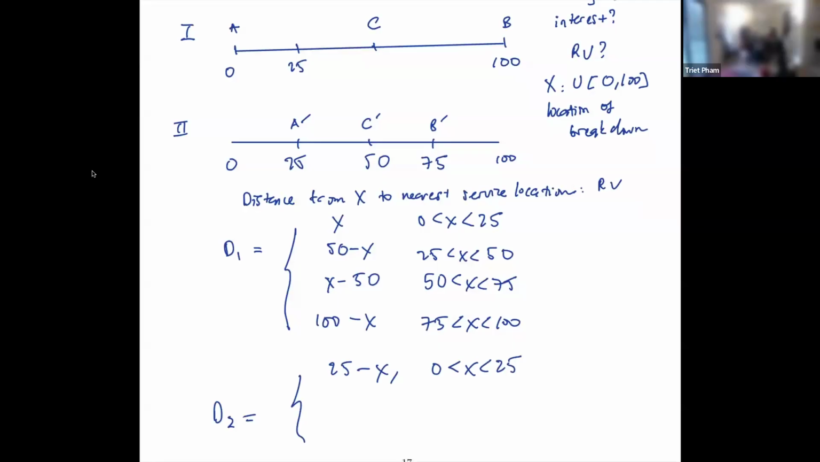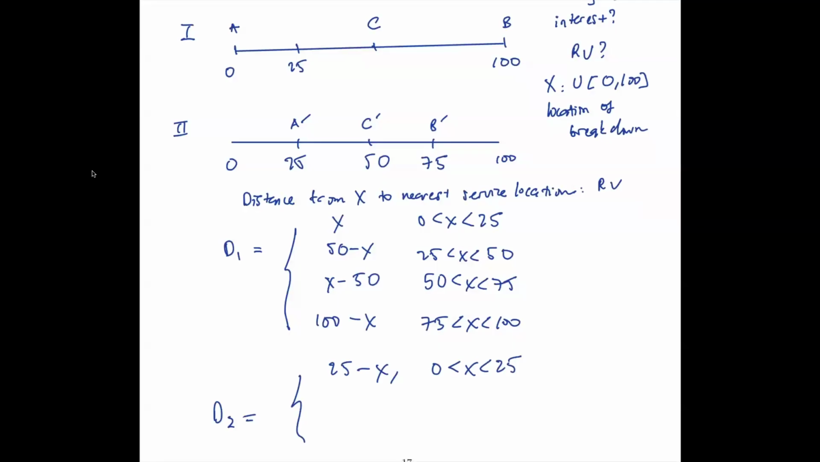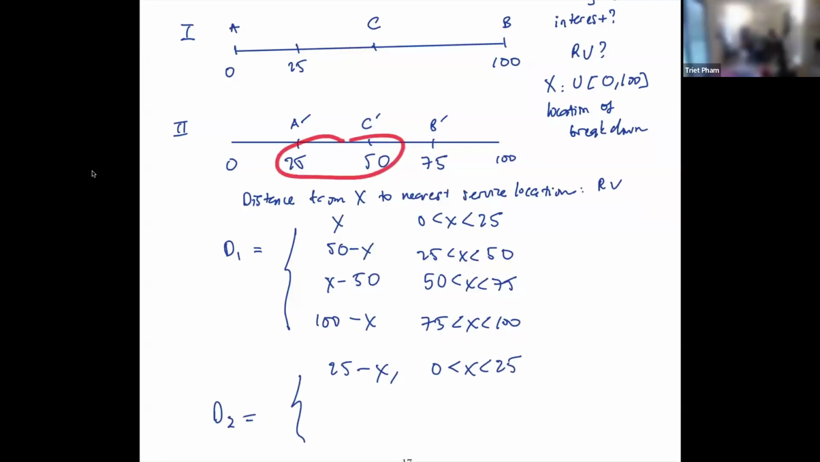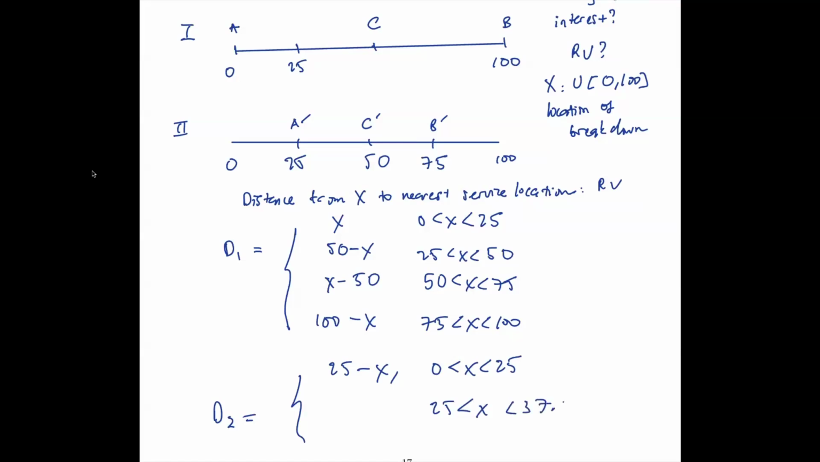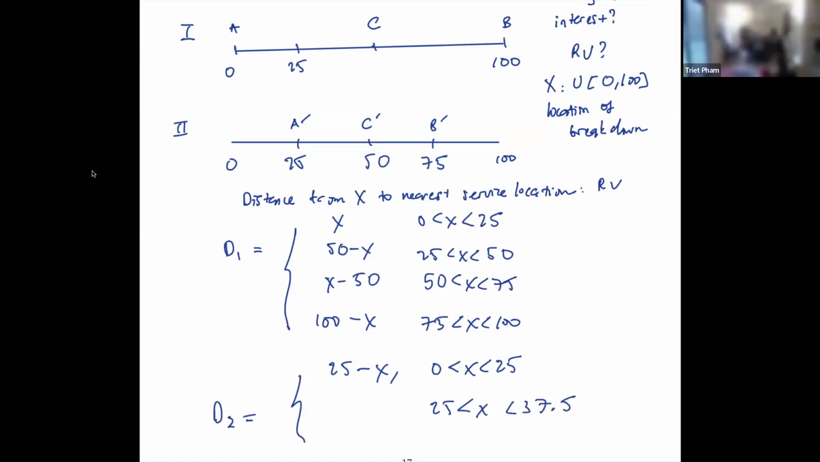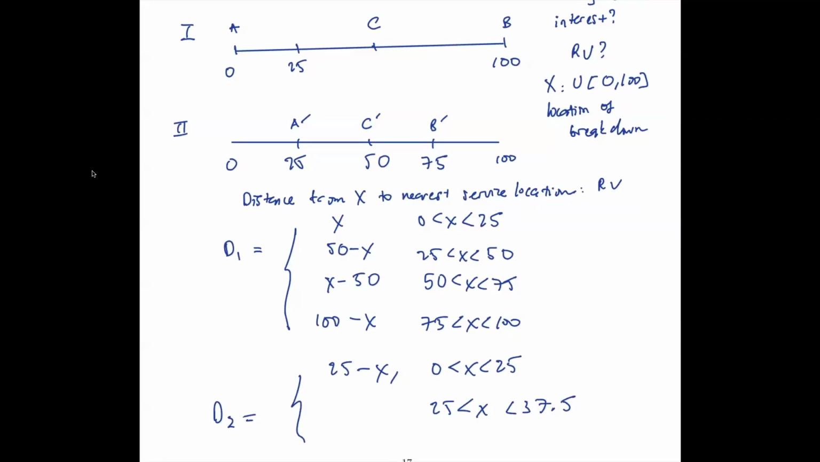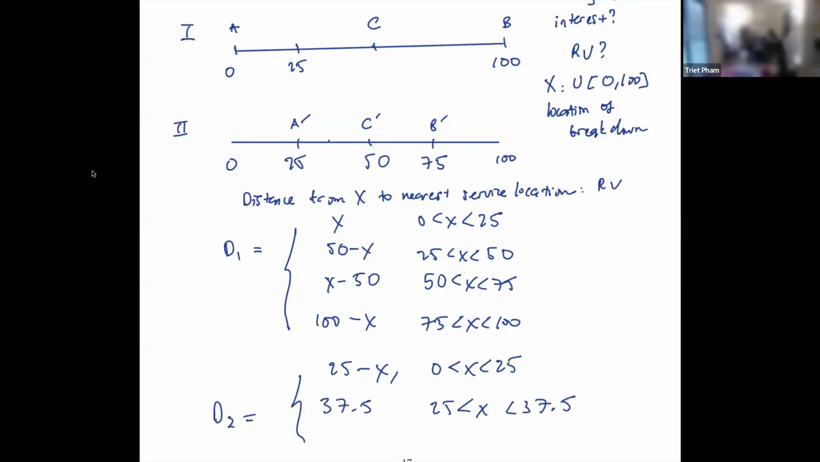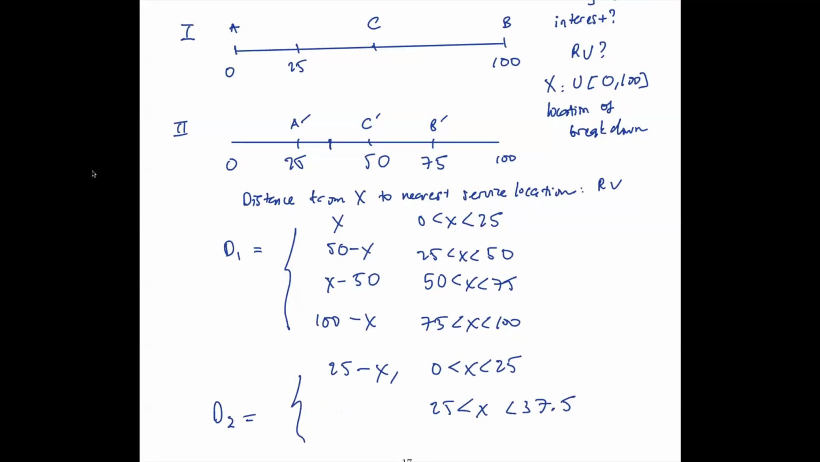And then, well, the midpoint of 25 and 50. So what is that? 37.5. Yeah. That would be 37.5 minus x. Hold on. No, right? It'll be x minus 25, isn't it? Oh, right. Yeah.